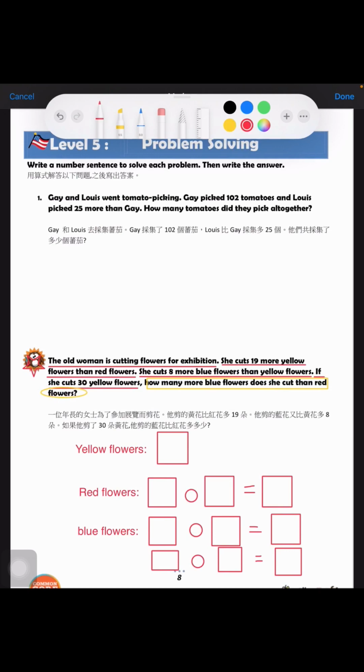First, let's find out how many yellow flowers she cuts. She has cut 30 flowers. The question says that she has cut 19 more yellow flowers than red flowers. So how many red flowers does she cut? We can use the method duplicate. We can subtract 19 from 30, because she cuts 19 more yellow flowers than red flowers, and we have to find how many red flowers there are, which equals 11.